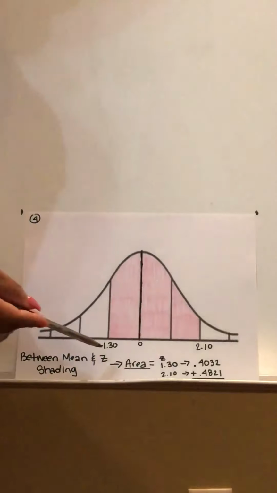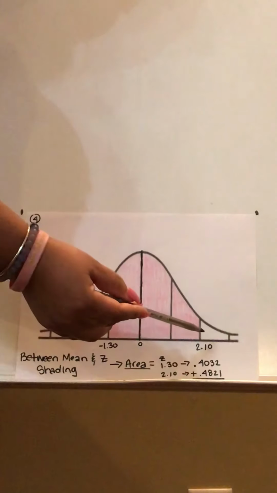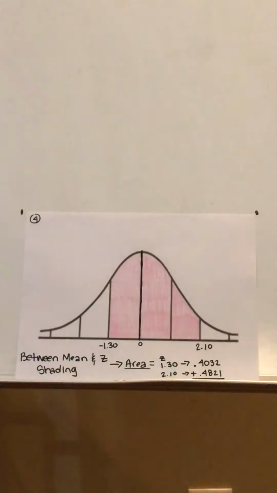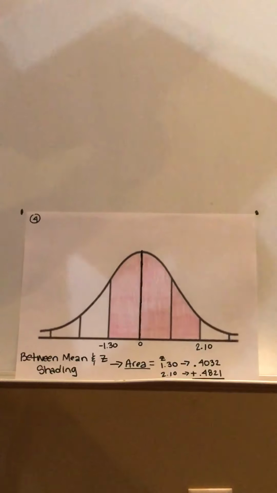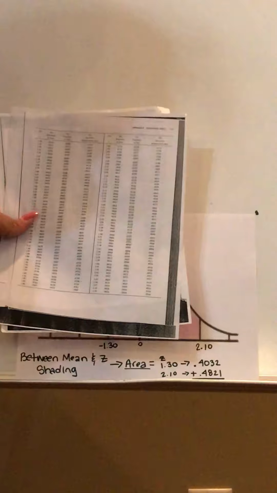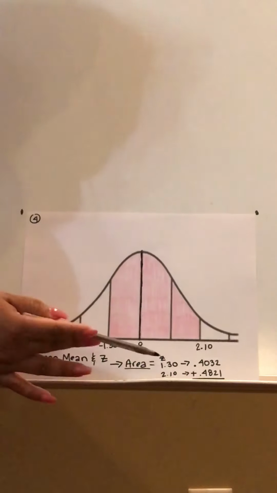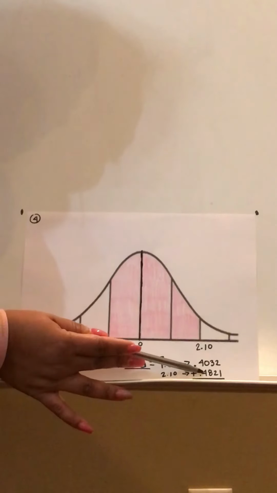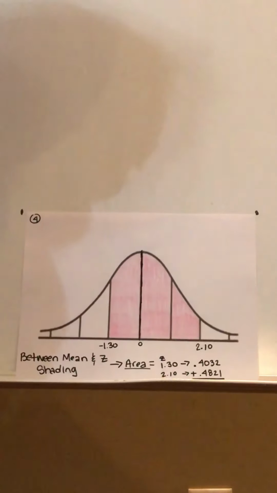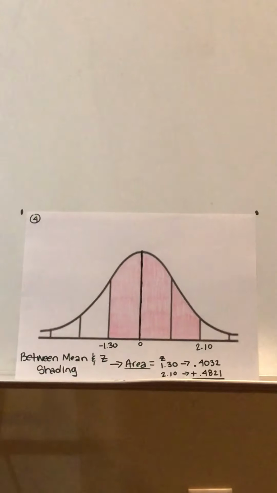Now, you need to find the portion from 0 to 2.10. So we go back to the chart. You're going to look for 2.10. Under Z, you're going to go to the fourth column, and its portion is 0.4821. Now, this is not a multiply by 2 because they're not the same.